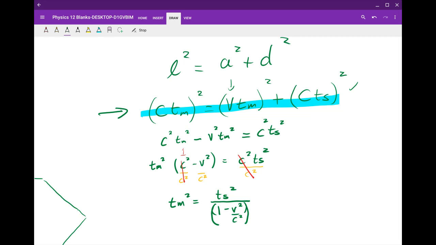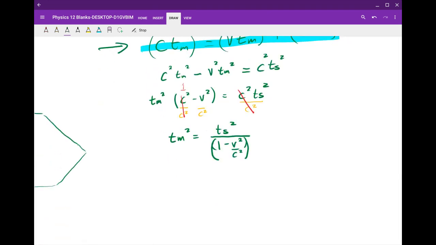Oh, now I got to square root both sides. So in the end, I end up with Tm equals the square root of Ts squared, which is just Ts, over the square root of 1 minus V squared over C squared. And there we have it. There is the formula. All right. There it is. Okay. That's pretty cool in the end.